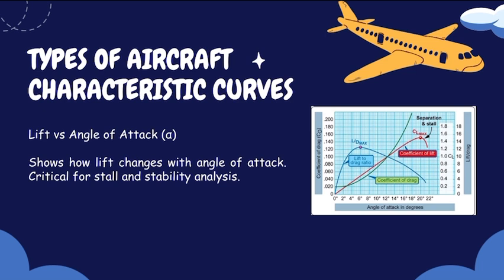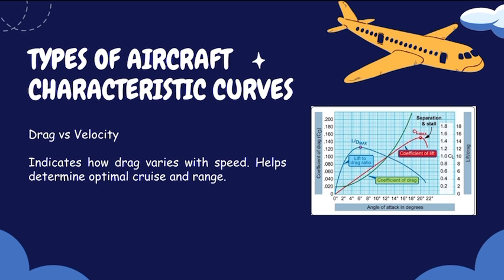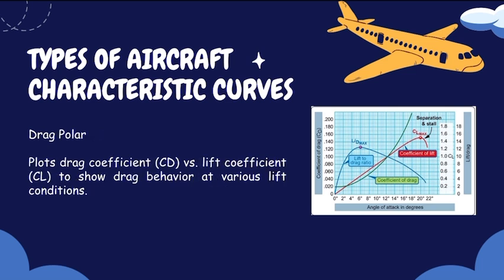Number three is lift versus angle of attack. It shows how lift changes with angle of attack, which is critical for stall and stability analysis. Number four is drag versus velocity. It indicates how drag varies with speed and helps determine optimal cruise and range. And the drag polar plots drag coefficient, CD, versus lift coefficient, CL, to show drag behavior at various lift conditions.